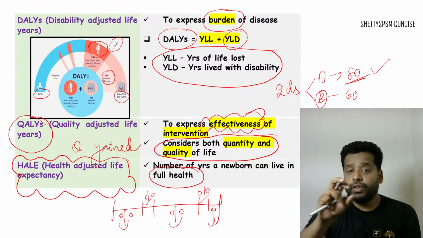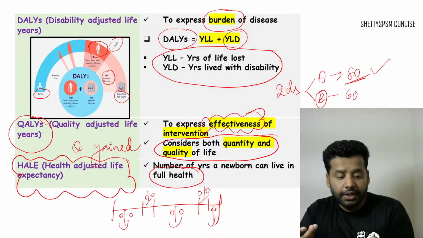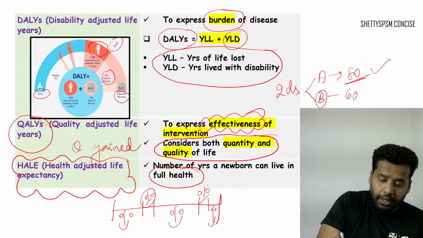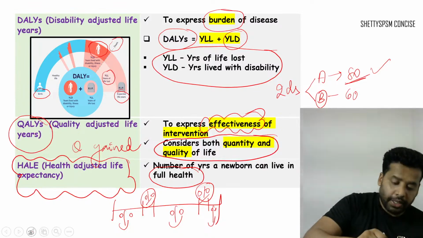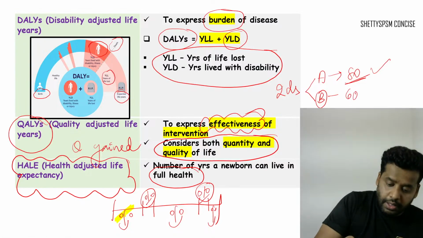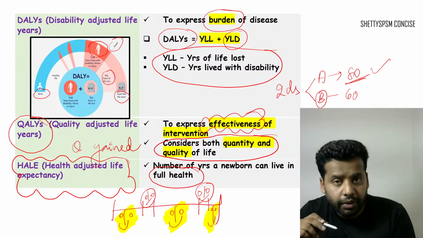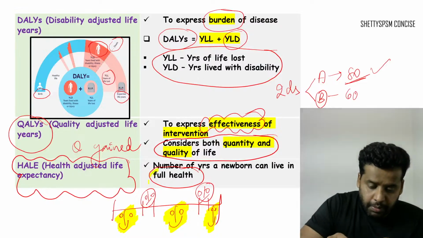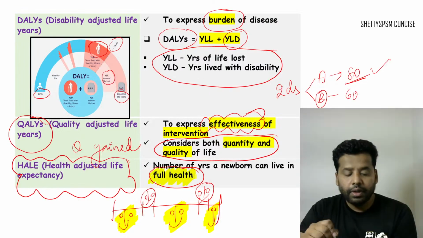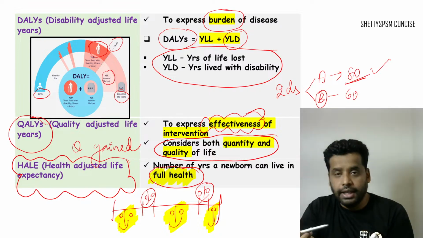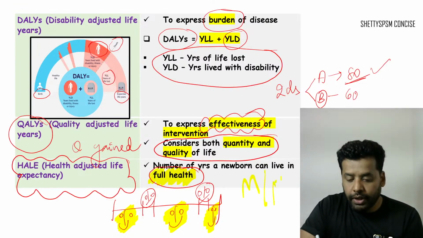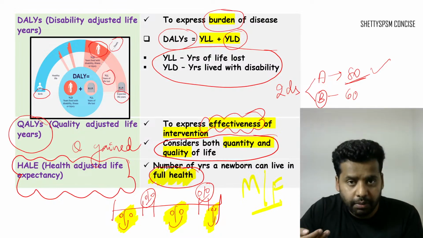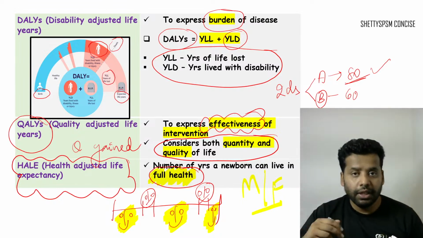Every population has a different health adjusted life expectancy. If burden is less, health will be more. See the words properly. If burden of disease is less, health will be better. So, number of years an individual can live in full health. See the words properly: full health. That means if negativities are less, health will be more. For males and females we count separately. What is health for this population? That means the less the burden, the better we live.